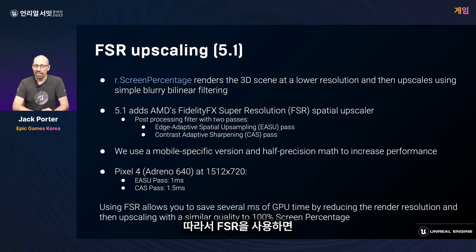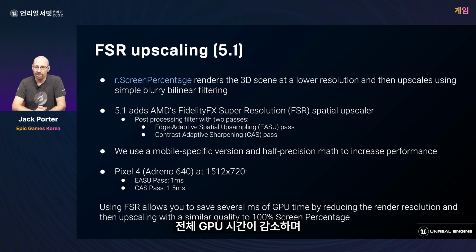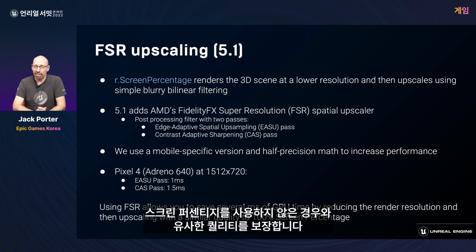Using FSR should allow you to use a resolution that saves a fair bit more than that 1.5 milliseconds overall, and so your overall GPU time is reduced with a similar quality to what you'd have if you hadn't used screen percentage at all.